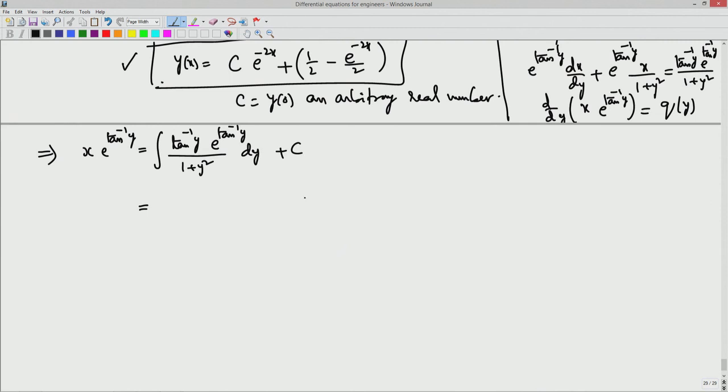Now you can take tan inverse y as t, one variable. So e power t. If t equals tan inverse y, dt by dy is 1 by 1 plus y square. If you bring it to this side, you can write dy by 1 plus y square as dt. So the integral of t e power t dt plus c is equal to what you have.